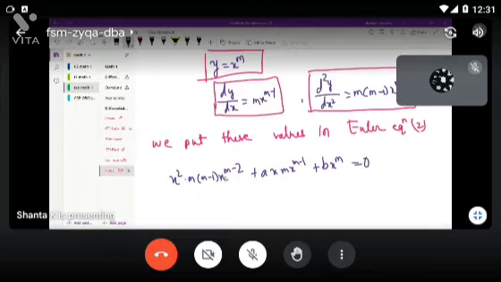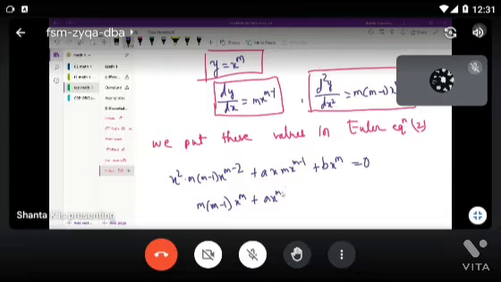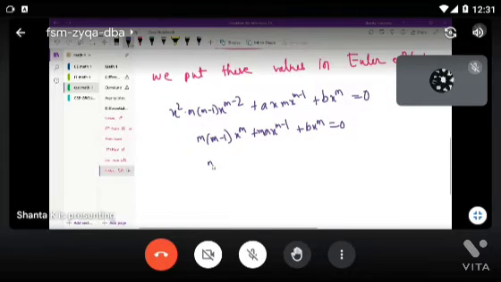So you see here x power m, x power m, x power m. If you take common, we have m into m minus 1. Let me write it properly. Then a x power m minus 1 into m, plus b x power m equals to 0. So we can take x power m common, then we are left with m into m minus 1 plus a m, plus b.